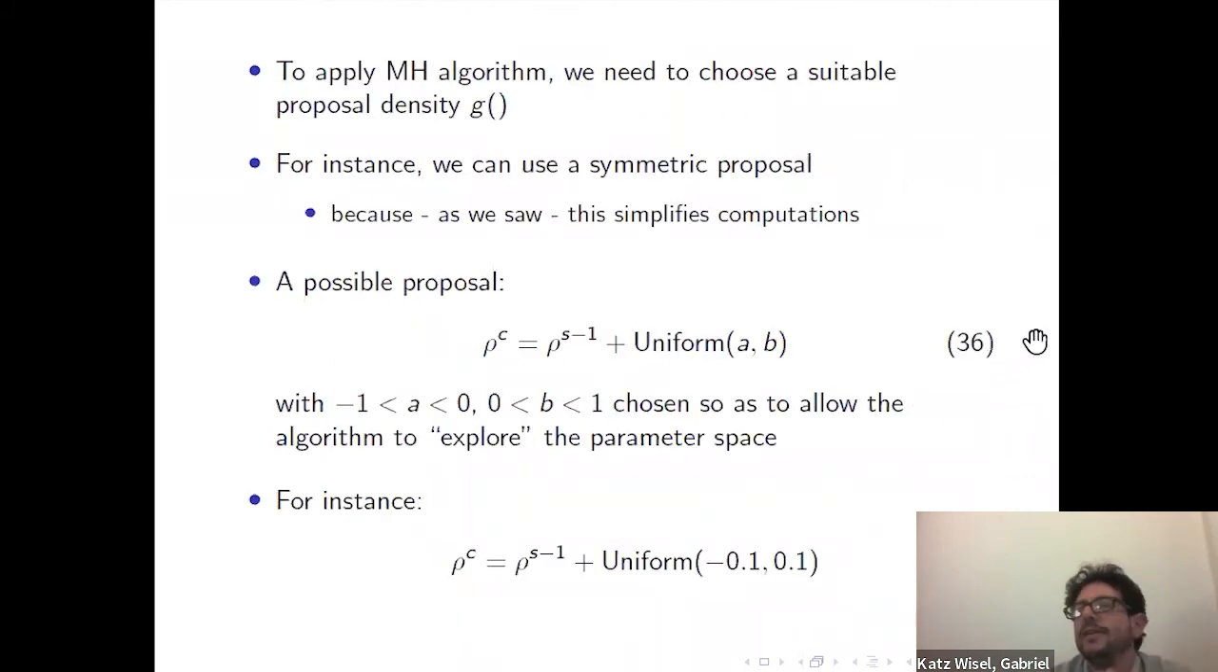For instance, given that rho, the correlation coefficient, is bounded between -1 and 1, a simple proposal would be a uniform proposal density with very small increments. So at each iteration of the algorithm, we start from the previous value of rho and sample a value from a uniform between -0.1 and 0.1, for instance, so as to allow the sampler to explore the whole possible space of the parameter rho, which is -1 and 1.